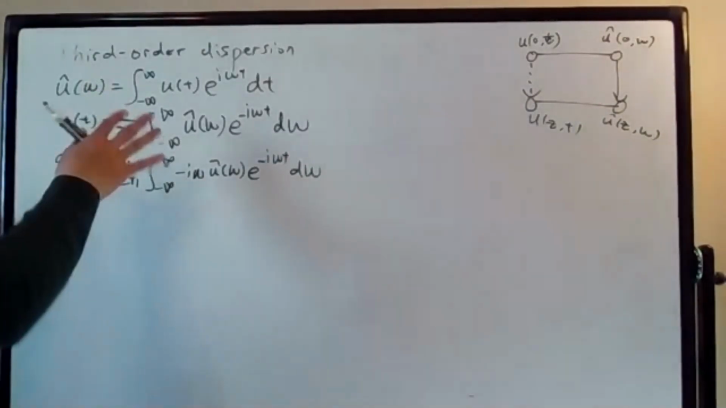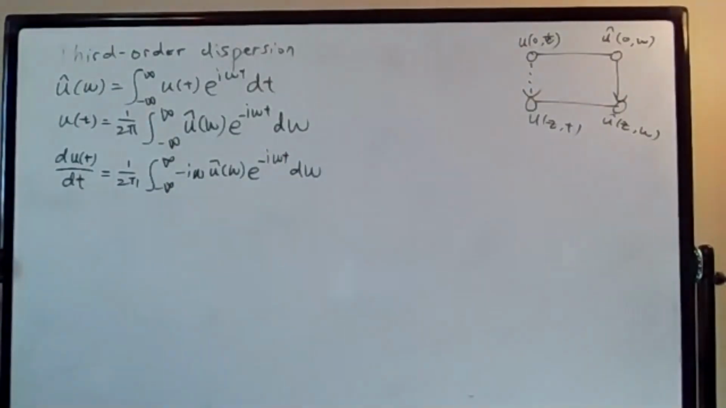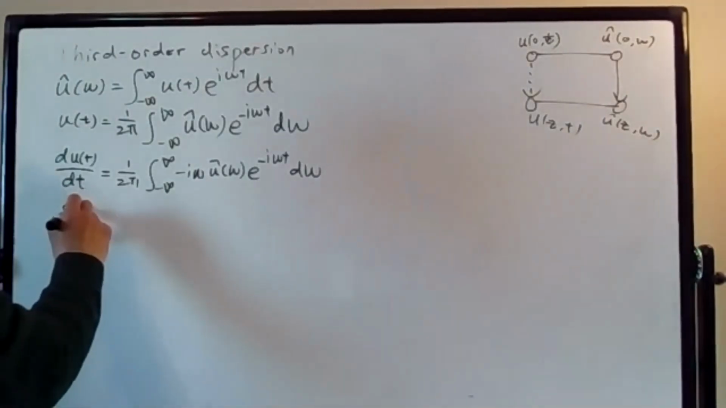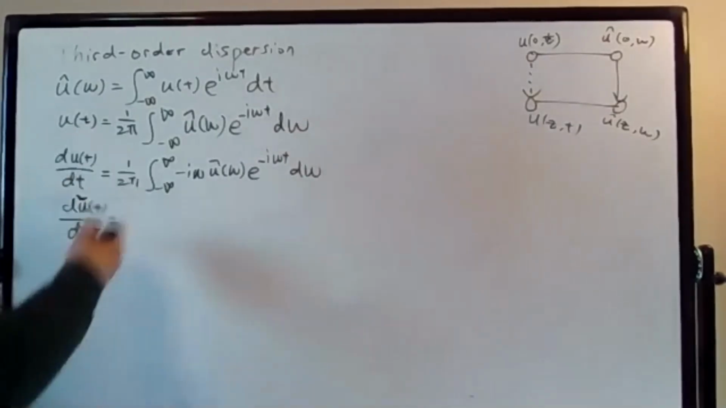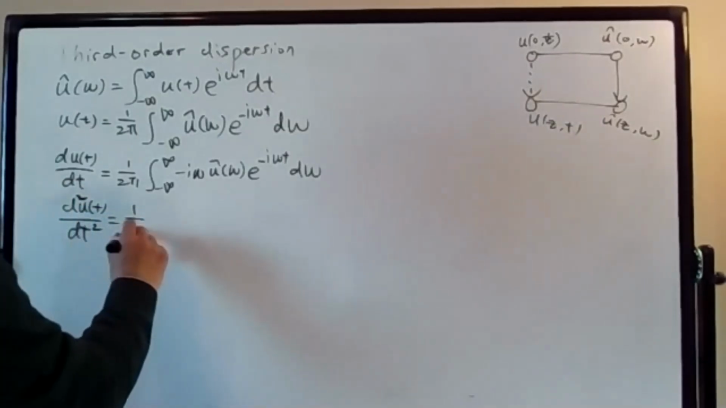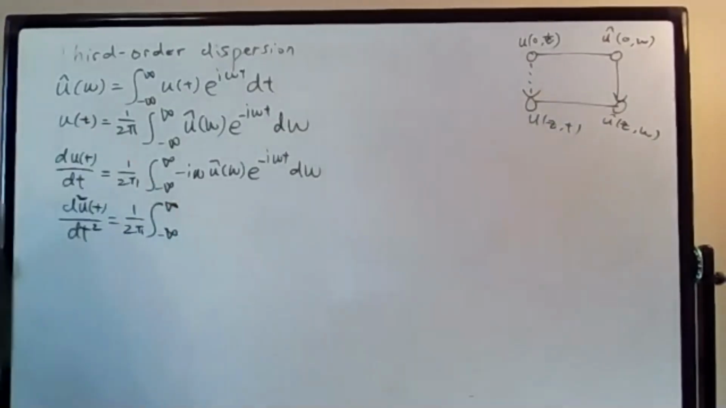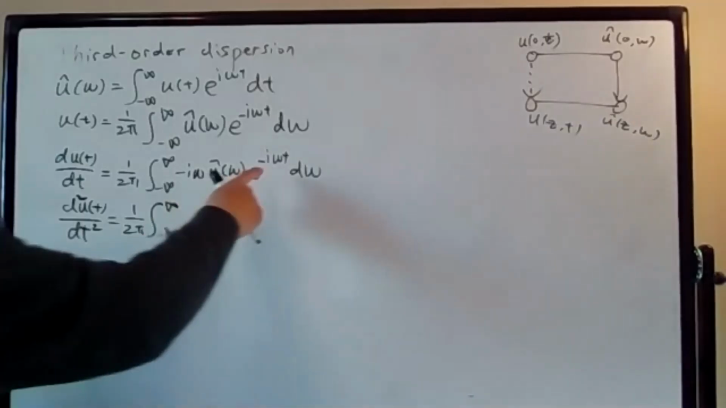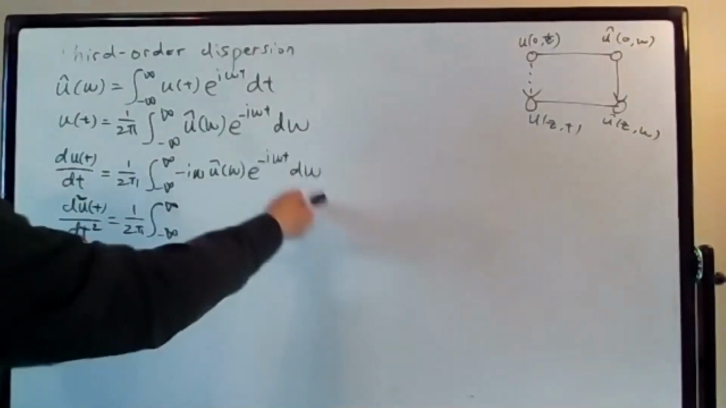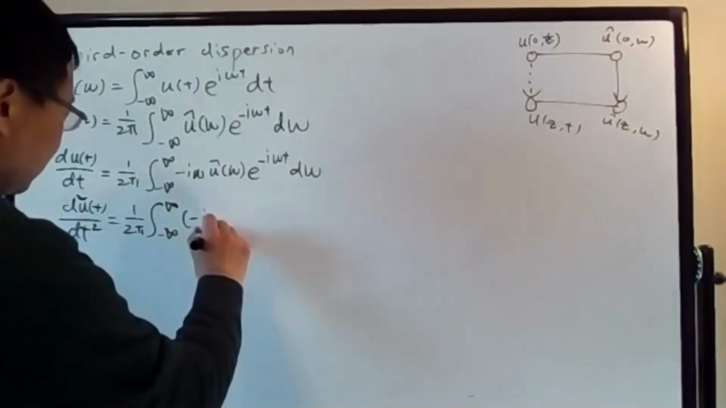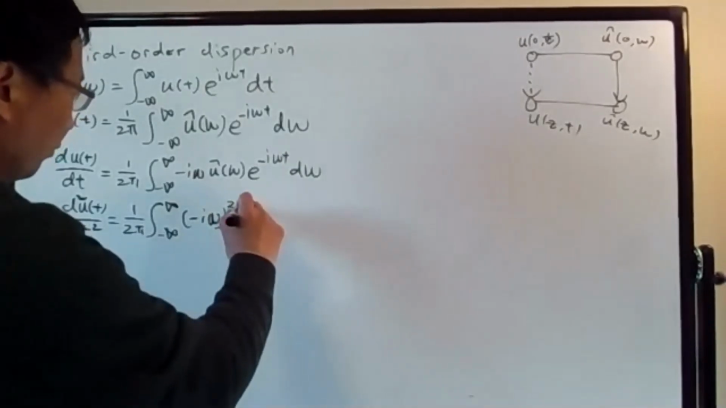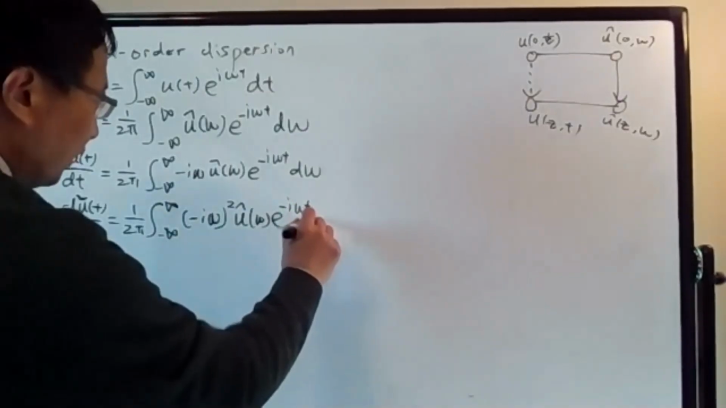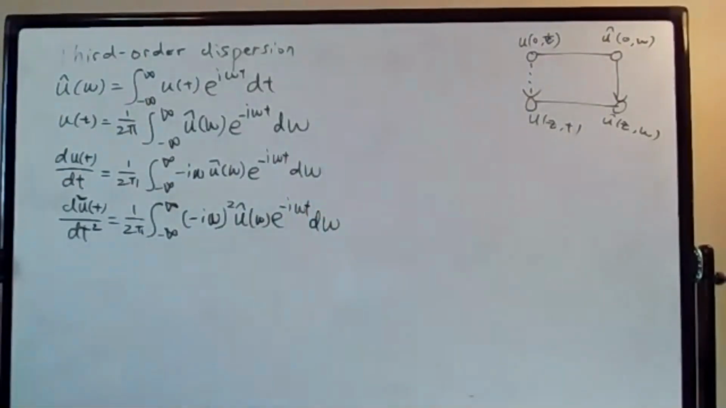This is just a review of the Fourier transform, which will be used later. We can further take an additional derivative with respect to t. The second derivative is the derivative of the first derivative. So 1 over 2 pi, the integral from negative infinity to infinity, and then we have another negative i omega falling down, times u tilde omega exponential negative i omega t d omega.